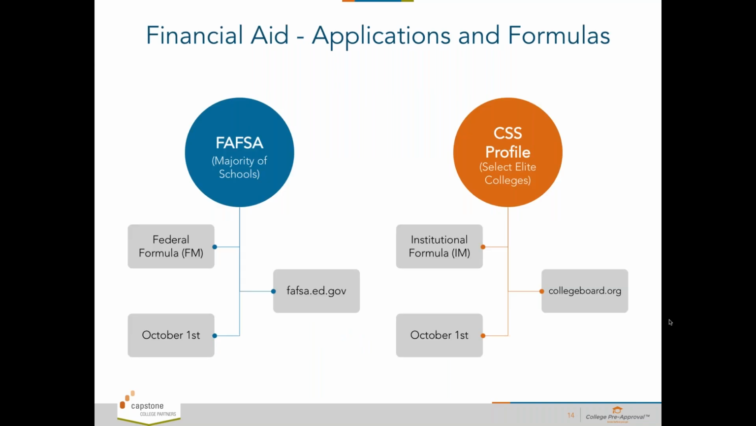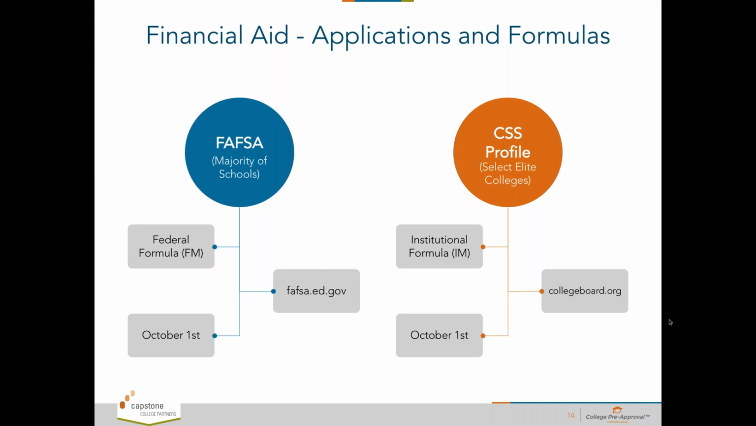I think the key is to understand that there are the applications, and then there are the formulas that are used. There really are two primary applications. The FAFSA, which is the Free Application for Federal Student Aid. Many of us are probably familiar with that one. And then there's also the CSS Profile, the College Scholarship Service Profile, and that's administered by collegeboard.org.